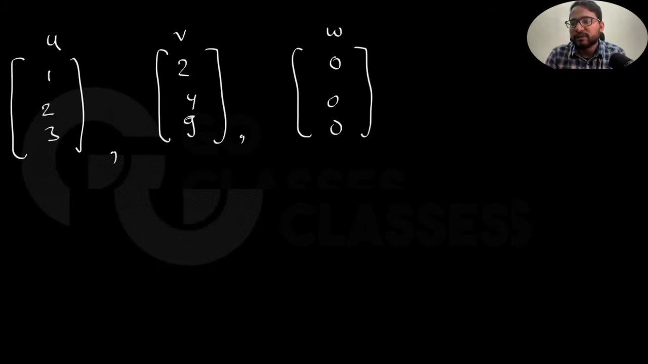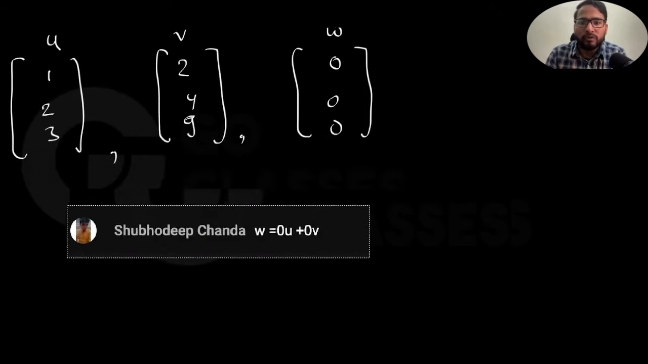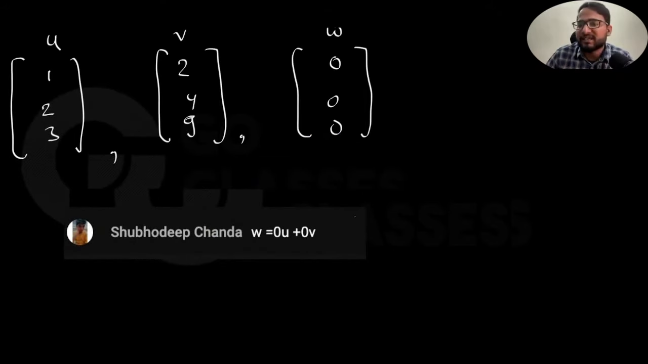Yeah, great. So Swadip is saying W equal to 0 into U plus 0 into V, right? Swadip has given really a nice answer, which I really like. So I'm just going to put his answer in the slides. He is saying that W equal to 0 into U plus 0 into V. And that's correct, because I do not care about these coefficients. This could be anything.